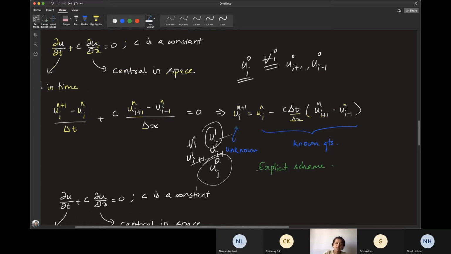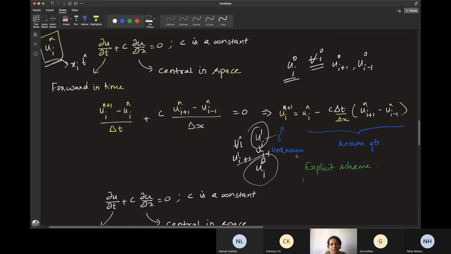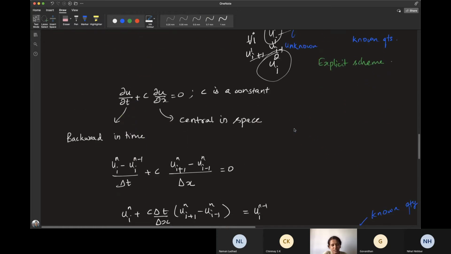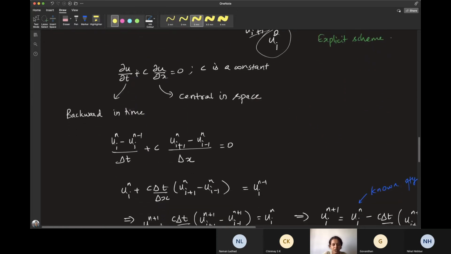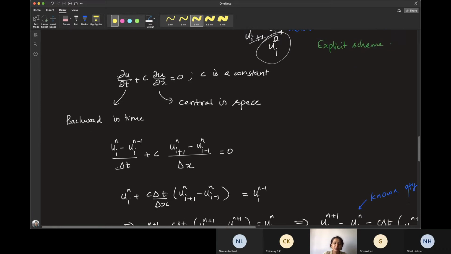So such kind of scheme is known as an explicit scheme, where it's possible for you to write the unknown in terms of all known quantities. That is, you have just one unknown in the equation and all the other terms are known quantities. So such kind of numerical scheme is known as an explicit scheme. So now going to implicit. Implicit is the other way around. So in that case, here again, you consider the same linear convection equation.